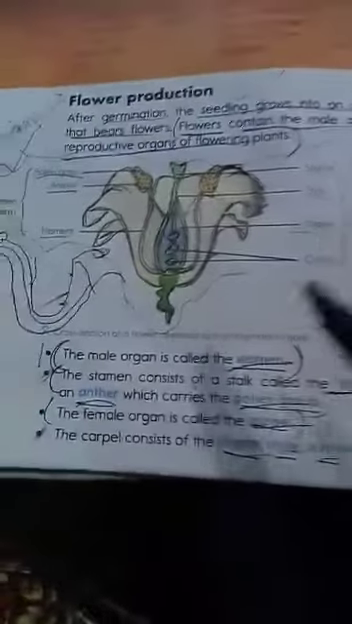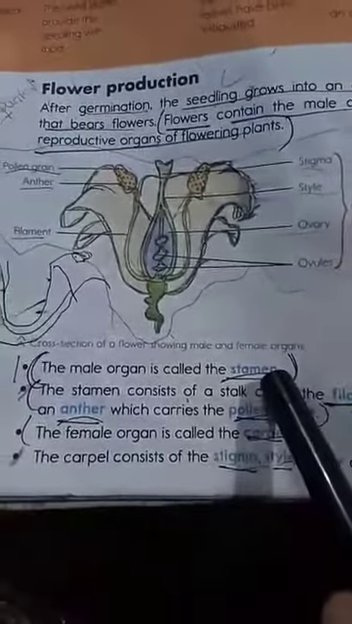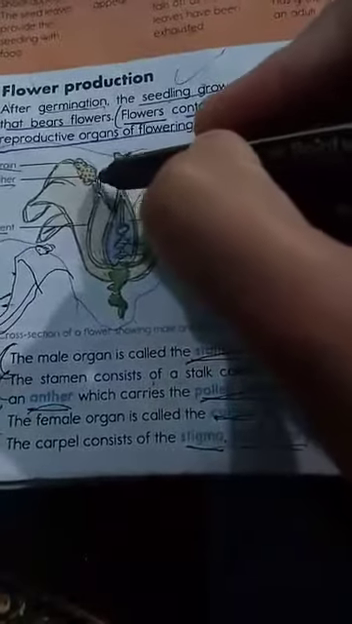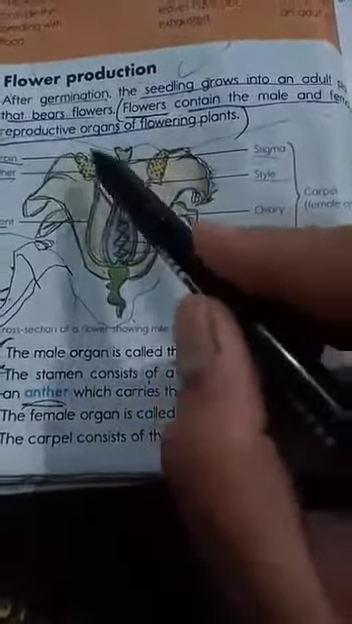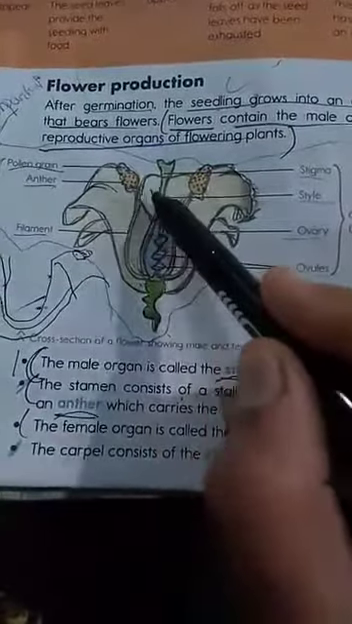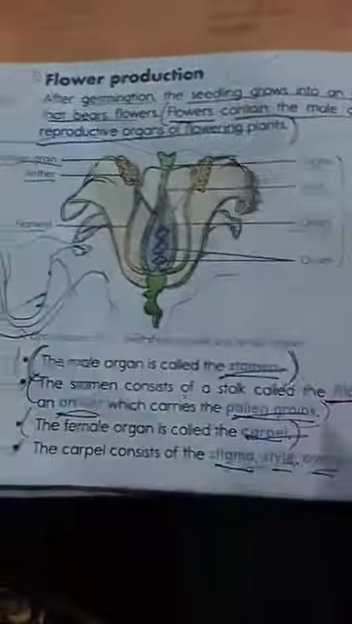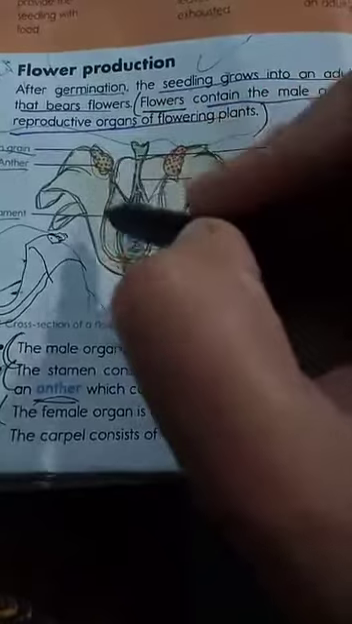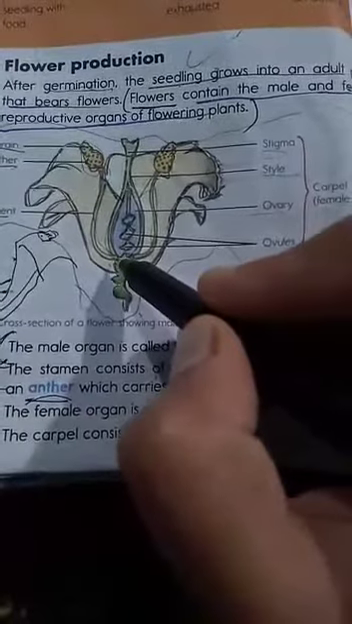Now let's discuss these organs step by step. The male organ is called the stamen. The stamen consists of a stalk called the filament, and on the filament there is an anther. An anther carries pollen grains on it, which are mentioned here in the form of dots. These are the pollen grains and this part is called the anther. The anther is supported by the filament and the filament is attached to the base of the flower.